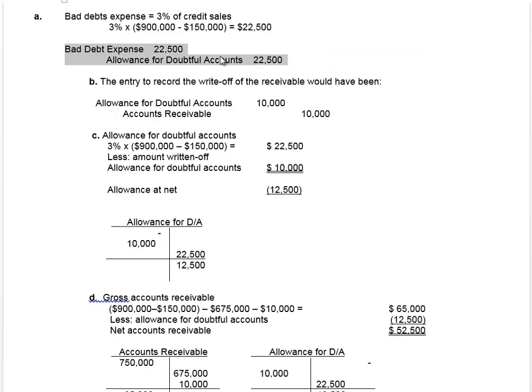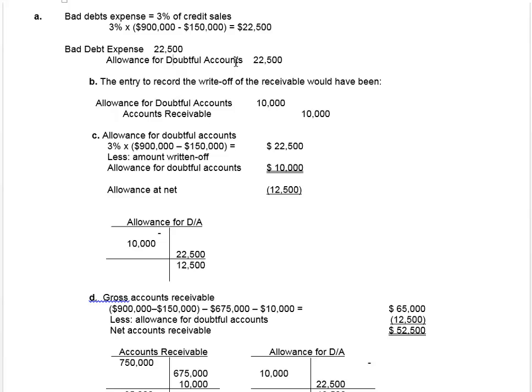You'll notice here that it's an entry that can be made at any point in time. It could be that this company said, well, you know what, we're going to set up the allowance at the end of the quarter. I consider it to be an adjusting entry. So in other words, we might set it up at the end of a quarter, at the end of a 6-month period, or at the end of the year, whatever have you, right?